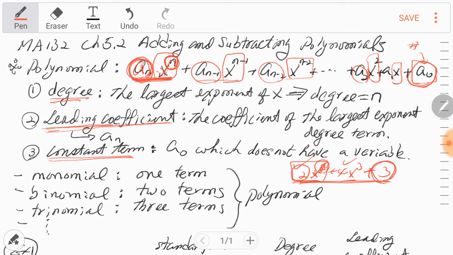Okay, if a polynomial has one term, then it is called a monomial, mono meaning single. If a polynomial has 2 terms, then we call it a binomial. And 3 terms, then trinomial. And there are 4 terms, 5 terms, 6 terms, and so on. All together, we call these polynomials.